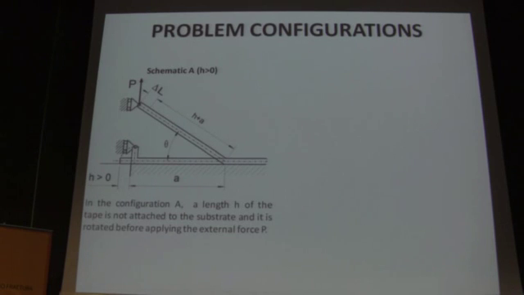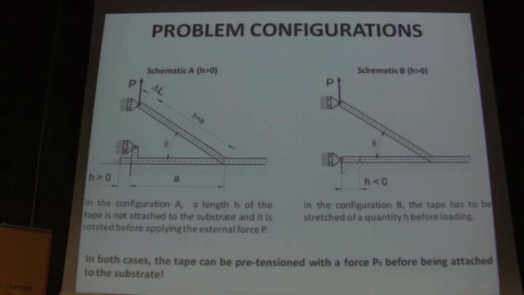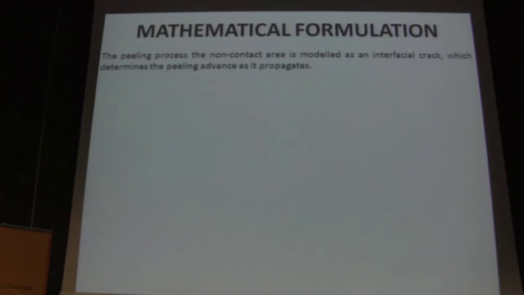The alternative configuration is this other one, where the tape is completely attached to the substrate, and just before loading it is stretched. In the first case, the portion h is assumed to be positive. In the second case, it is considered negative. We will see what is the physical meaning of this difference. In both cases, we can pre-stress the tape, and we will see what is the difference.